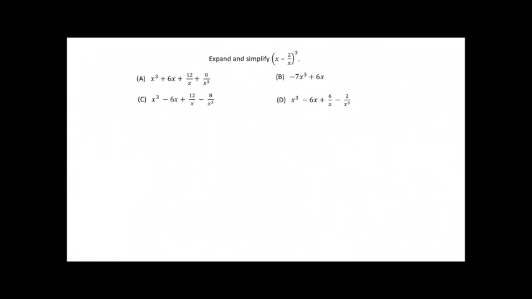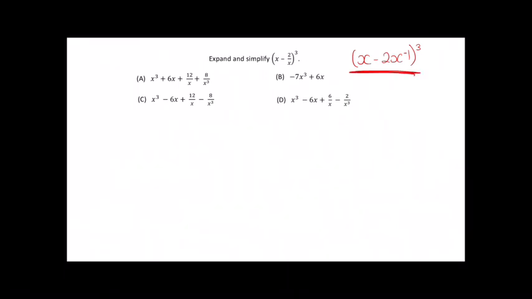Looking at the second question, we've got x minus 2 over x cubed. Some people like to change this to x minus 2x to the minus 1 cubed. That's absolutely fine if you would rather do that. Just make sure you're simplifying your answer at the end to get rid of the negative powers by moving it down and making it a positive power.